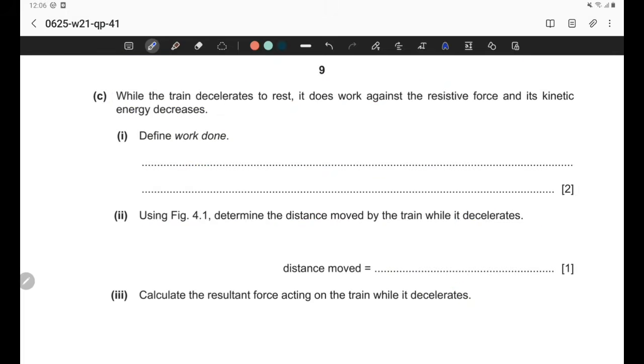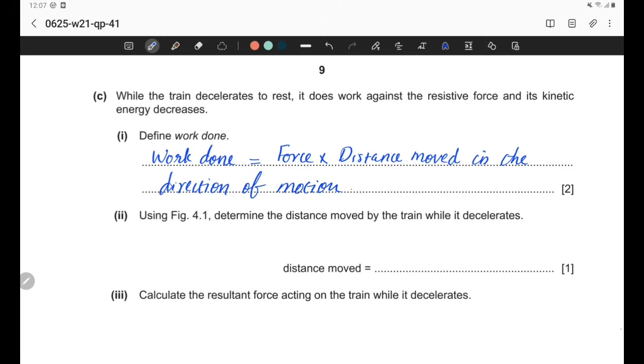Part C. While the train decelerates to rest, it does work against the resistive force and its kinetic energy decreases. Define work done. So define means we can write the word equation of work done. So work done is equal to force times distance. But which distance? That is very important. Distance moved in the direction of motion. This you should specify in order to score full marks.